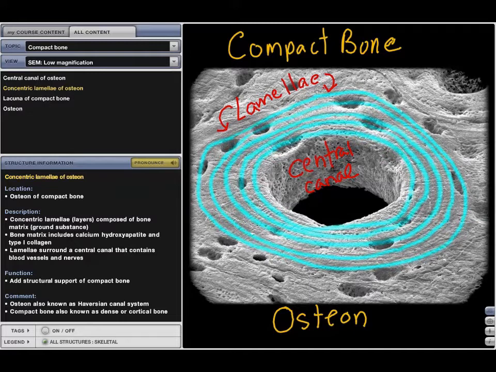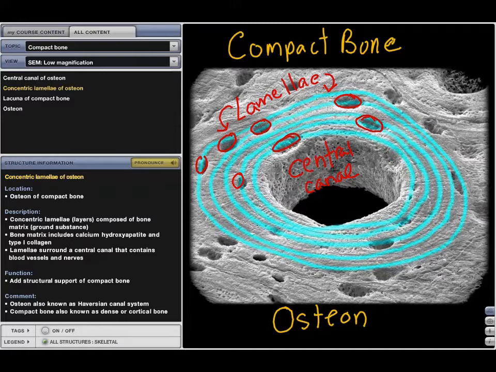In the boundaries between the concentric lamellae, we find small spaces called lacunae. And I'll circle a few of them in red. Cells called osteocytes reside within the lacunae. Osteocytes are mature bone cells derived from osteoblasts that have become trapped in the matrix that they've secreted.